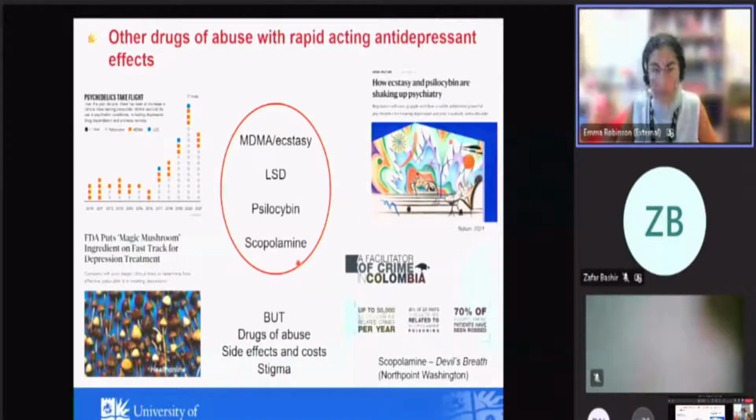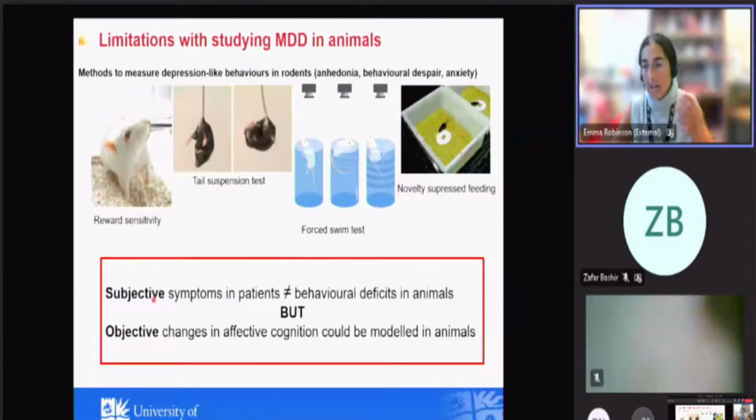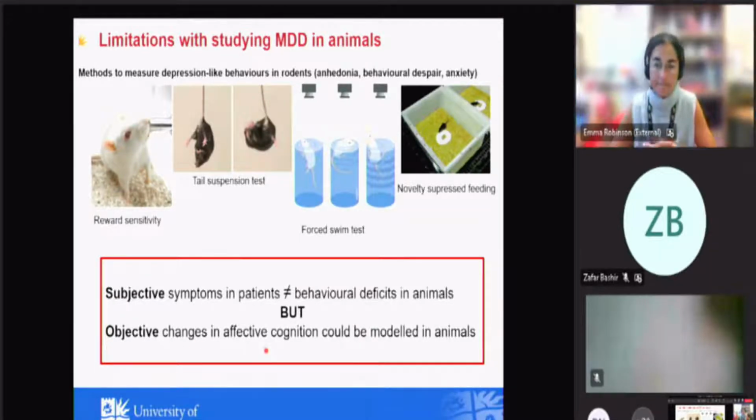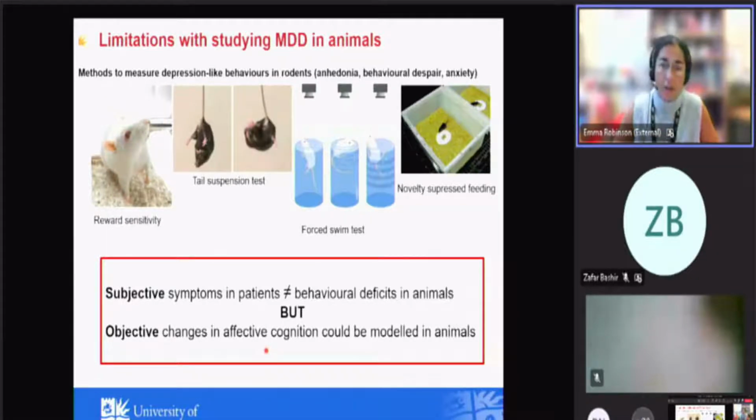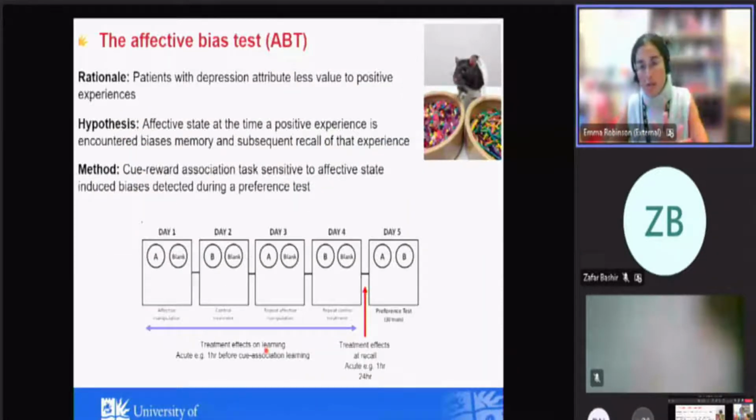So I've talked about the limitations of animal models, so I'm not going to repeat that. But what I just want to really emphasize is the problem we have is that subjective symptoms in patients do not equal behavioral deficits in animals, and we have to make these interpretations, and that can be problematic. But when it comes to objective changes in affective cognition, this is something we can model in animals, and this is what we've done. So the assay that I'm going to show you data from, and this is the basics of how the method works.